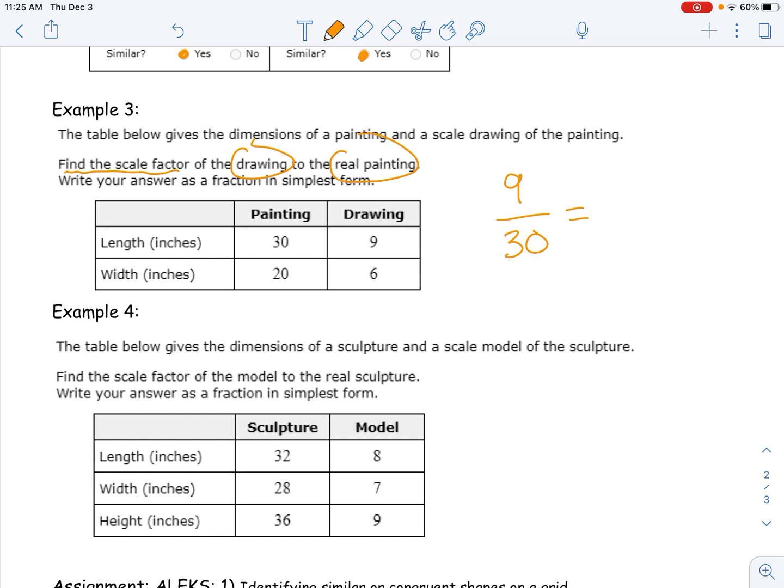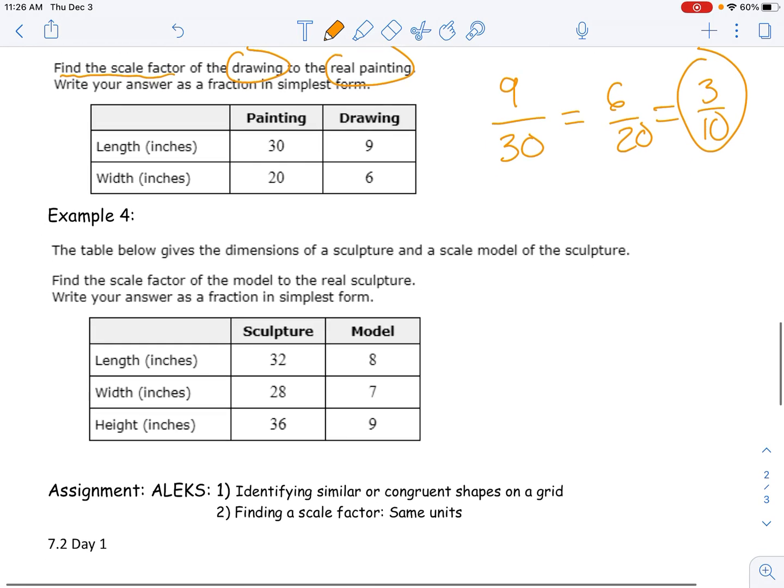So 9 over 30. That's the same thing as if we did the width, 6 over 20. Both of these ratios are going to be simplified to 3 over 10. So that's our scale factor.